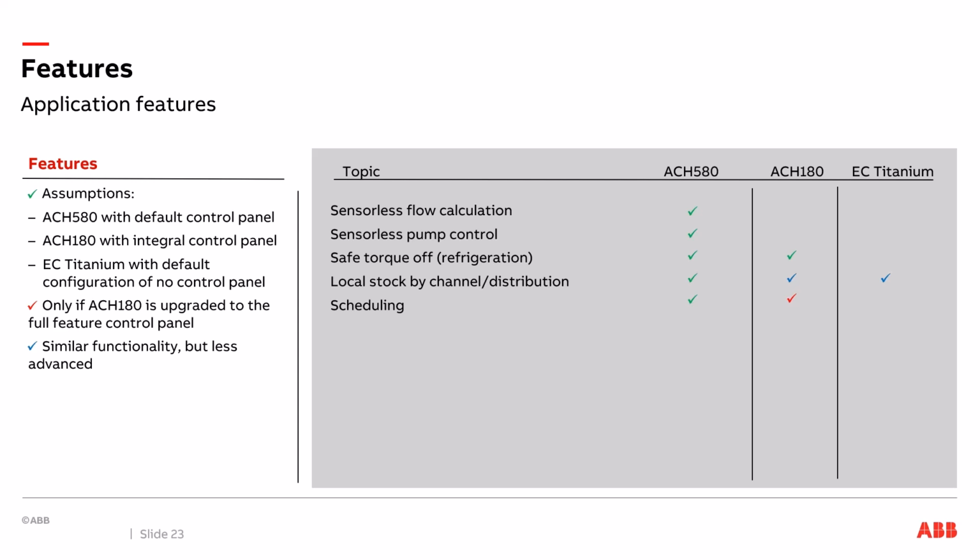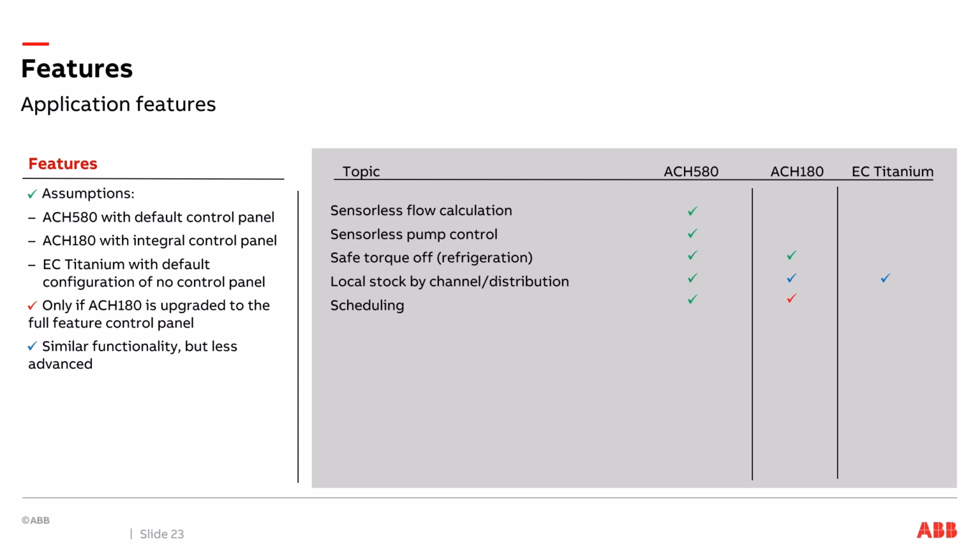Local stock by channel and distribution. This one is going to be kind of case by case as far as where you're located and who your local folks are. But the ACH580, I can confidently say pretty much every US-based HVAC channel partner or distributor is stocking ACH580 drives. The 180 is kind of case by case, and EC Titanium, again, case by case, depending on who your local folks are and what sizes exactly you're looking for.